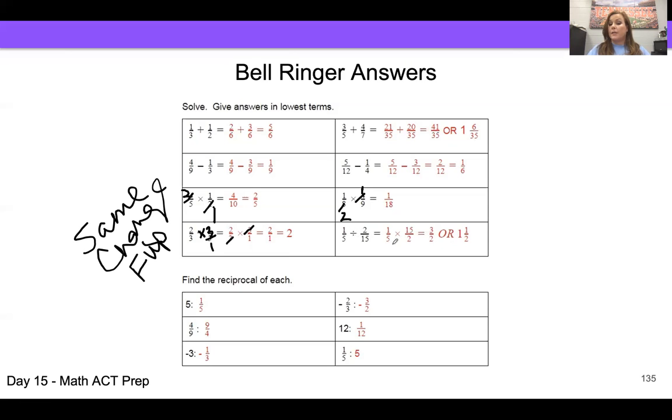Same, change, flip, same thing here. 5 goes into 15 3 times. So that becomes 3/2 or 1 1/2. Reciprocals. Reciprocals are really easy.